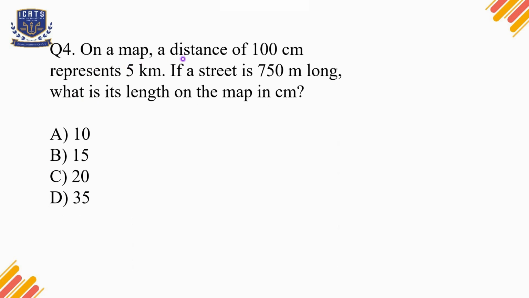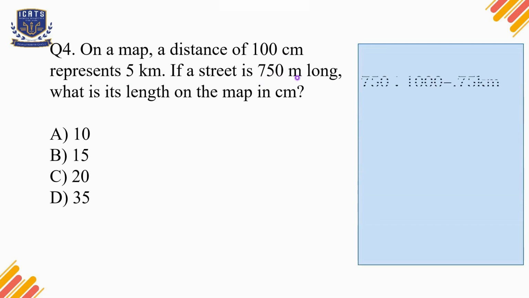Question number 4. On a map, a distance of 100 centimeters represents 5 kilometers. If a street is 750 meters long, what is its length on the map in centimeters? Option A is 10, option B is 15, option C is 20, and option D is 35. As it is given in the question that 5 kilometers represents 100 centimeters, we can convert 750 meters into kilometers first. We know that 1 kilometer is equal to 1000 meters. As we are converting from a smaller unit, meters, into a bigger unit, kilometers, we will divide 750 by thousand, which is equal to 0.75 kilometers.